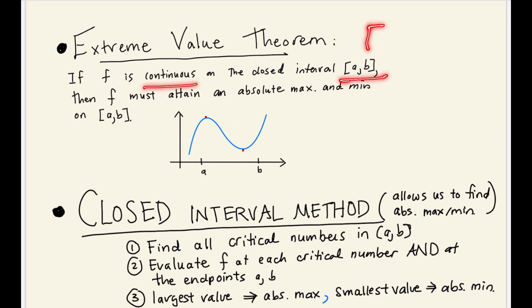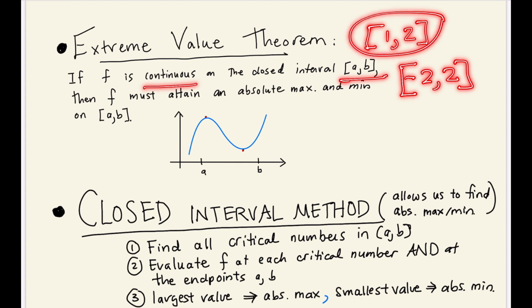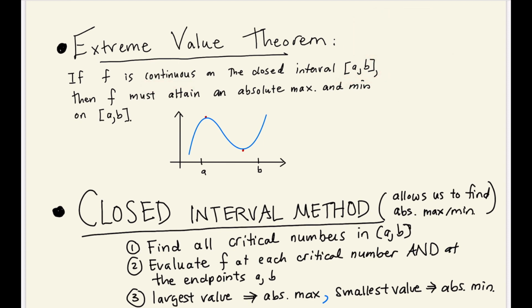The extreme value theorem tells us that if our function is continuous on a closed interval, in this case the closed interval we are looking at is the interval 1, 2, and we know the function is continuous from our work with the domain on the interval negative 2, 2, so it's definitely continuous on this interval, continuous from the left at 2, then the function must attain its absolute maximum and minimum.